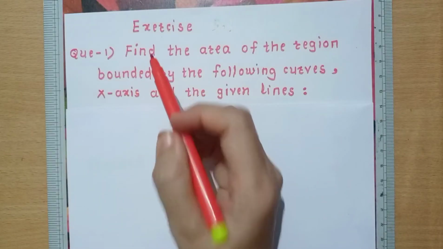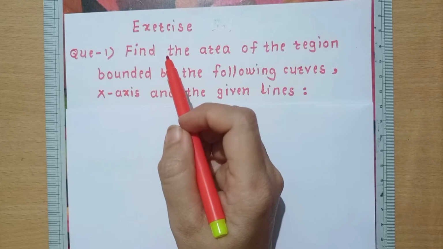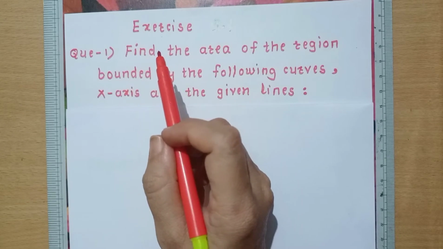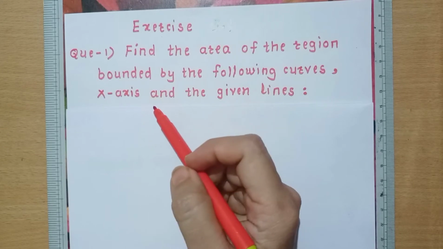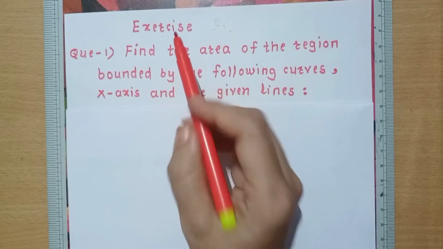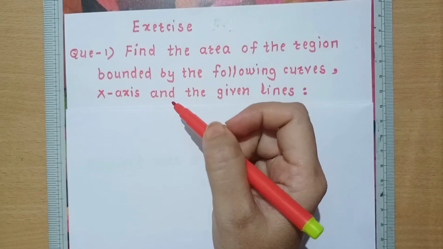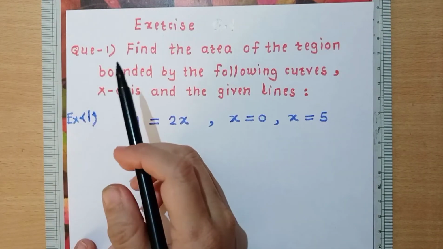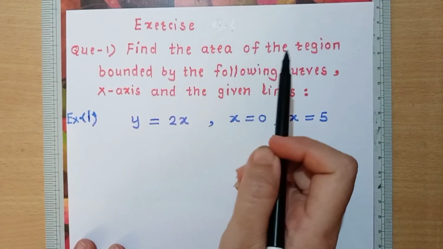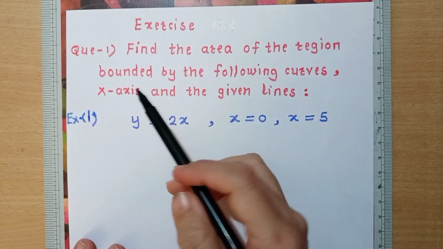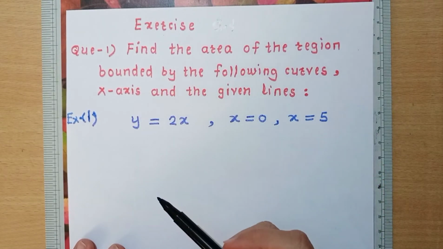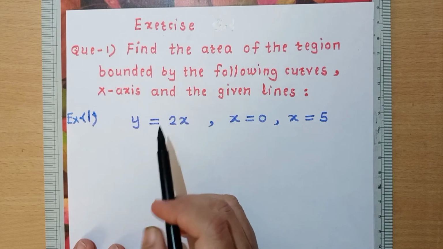Hello students, in the previous video we have already seen how to find area under the curve, and in this video we are going to solve examples from the exercise and the miscellaneous exercise. Let's solve question 1. Find the area of the region bounded by the following curves, x-axis and the given lines. And this is our first example.